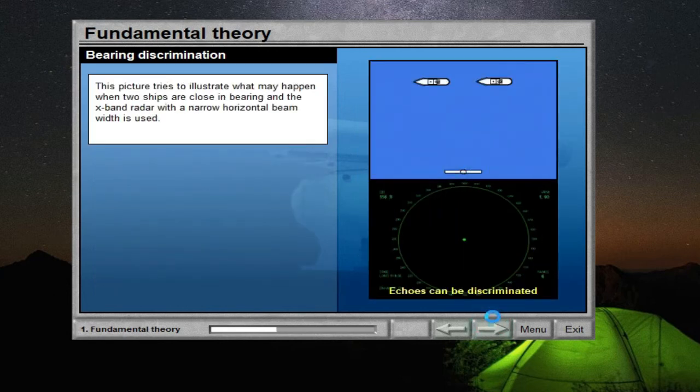This picture tries to illustrate what may happen when two ships are close in bearing and the X-band radar with a narrow horizontal beam width is used. Two echoes can be seen on the radar, as long as the two ships are not hit within the same beam.